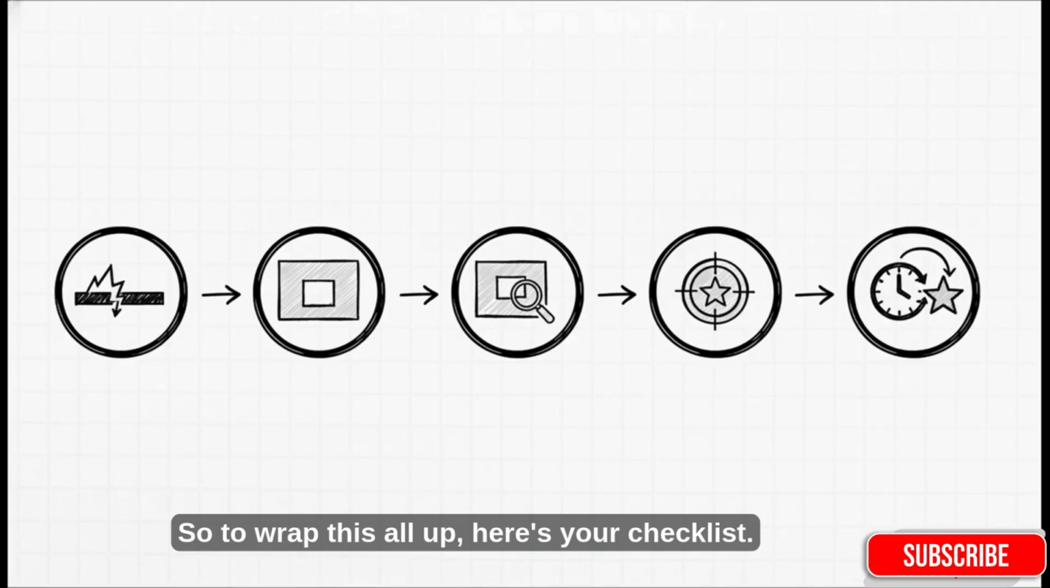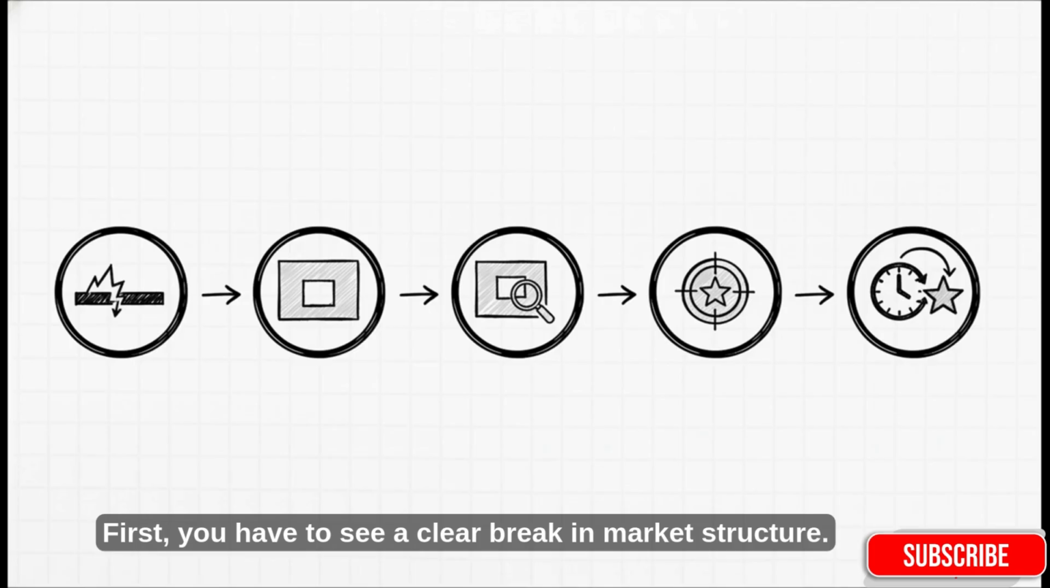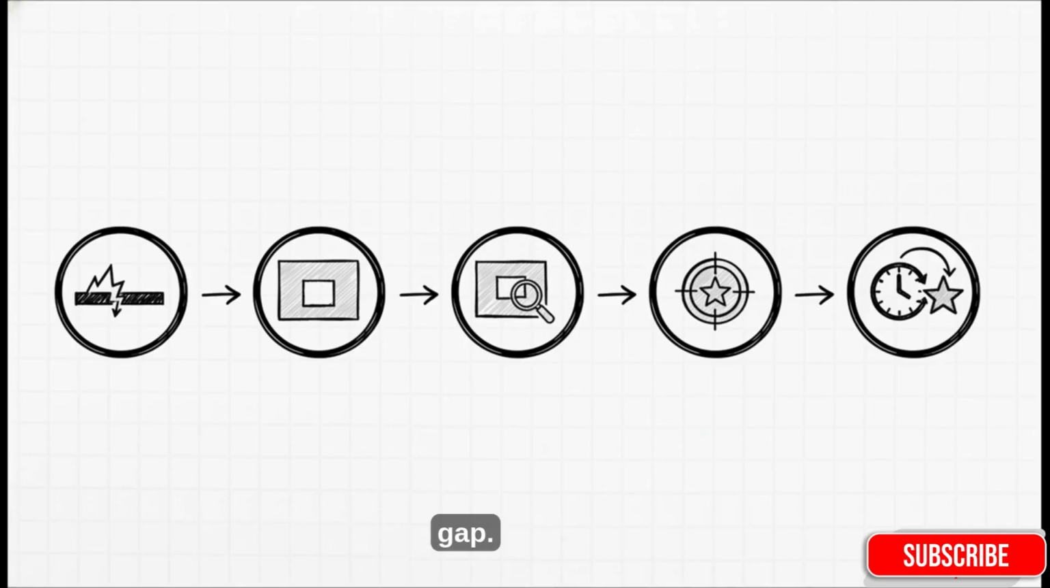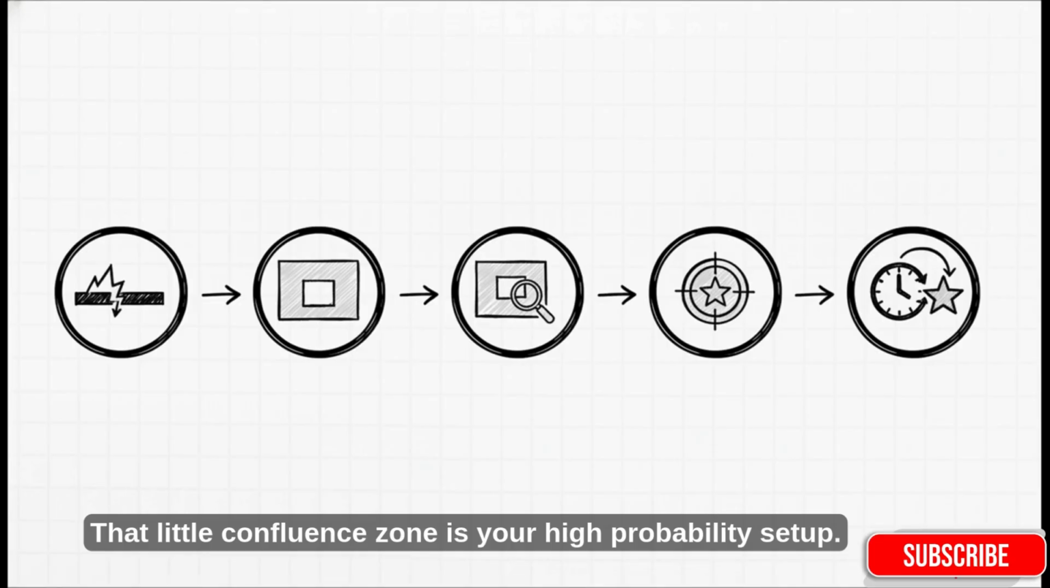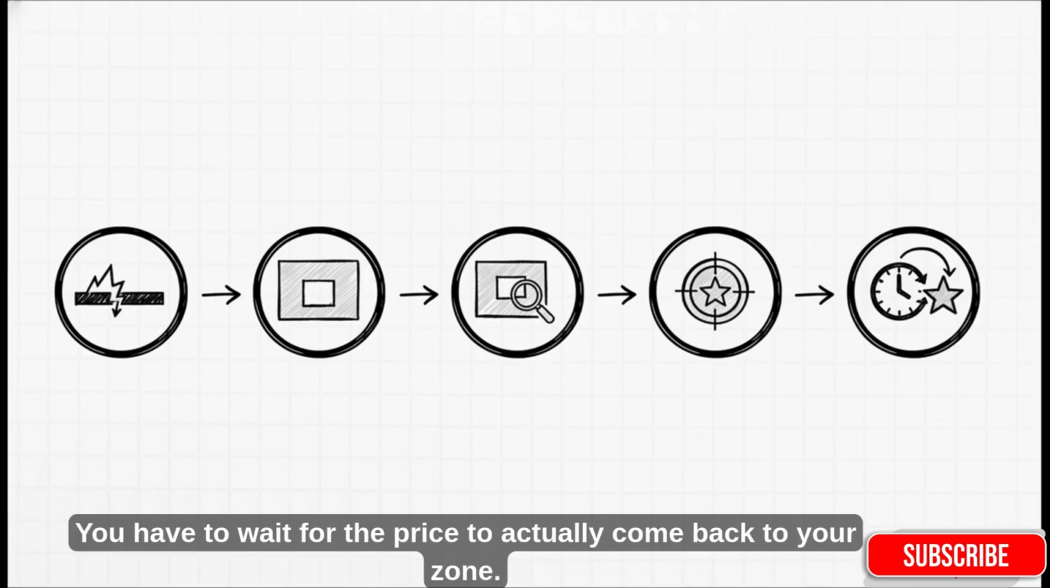So, to wrap this all up, here's your checklist. The process is simple. First, you have to see a clear break in market structure. Second, identify the breaker block that it's created. Third, you scan inside that breaker for an overlapping fair value gap. That little confluence zone is your high probability setup. And the last, most important step, be patient. You have to wait for the price to actually come back to your zone.